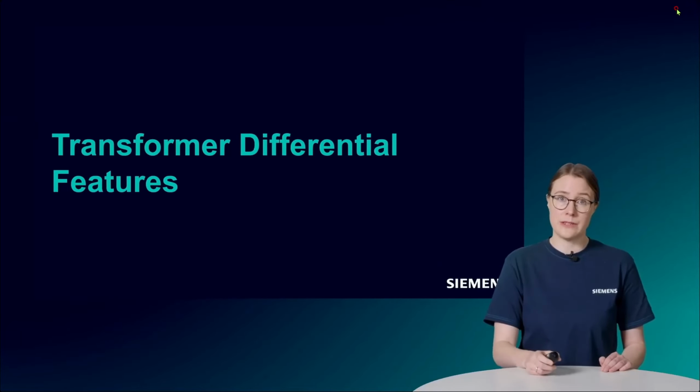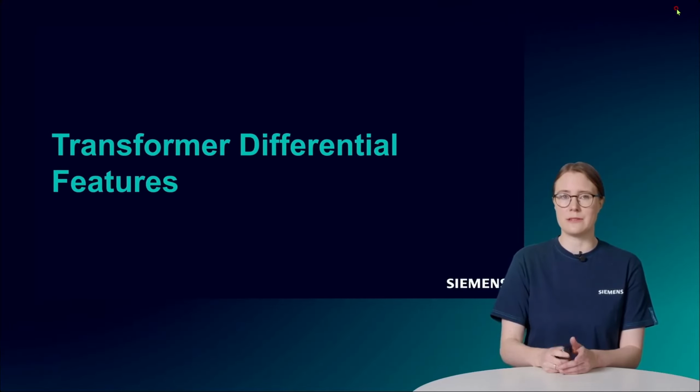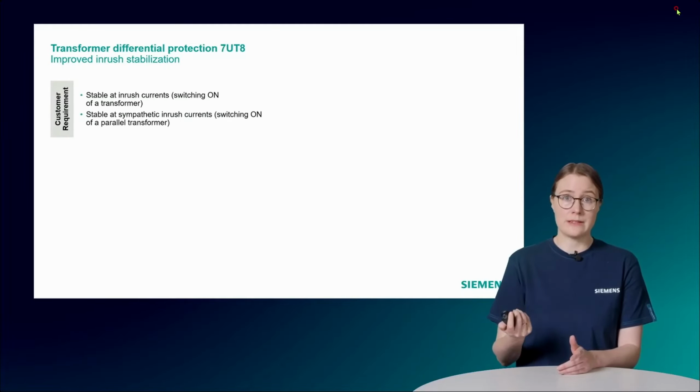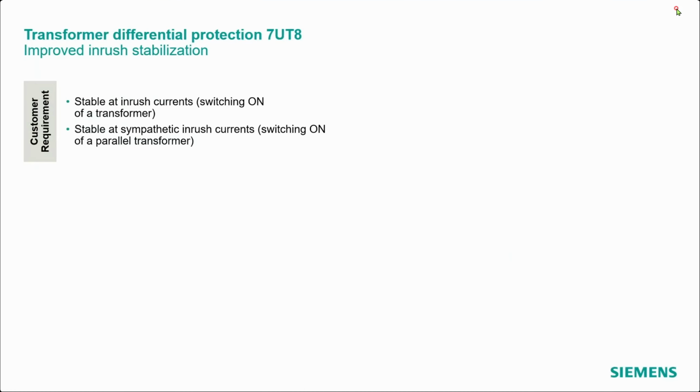One of those features worth mentioning here is our CWA method as an improved inrush blocking method. The customer requirement is that the protection relay is stable at inrush currents when switching on a transformer. It should also be stable in case of a sympathetic inrush when switching on a parallel transformer.